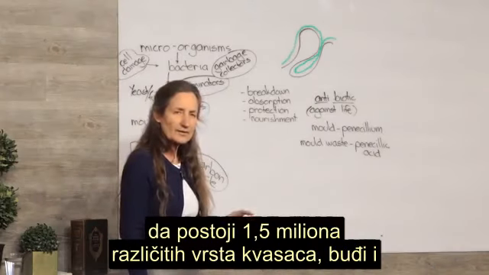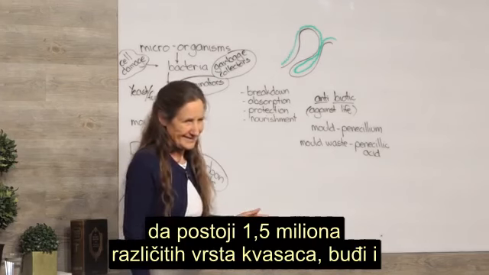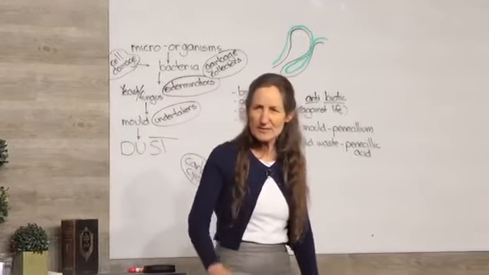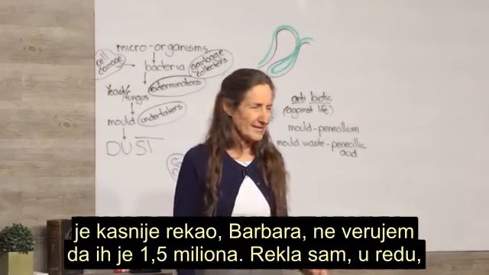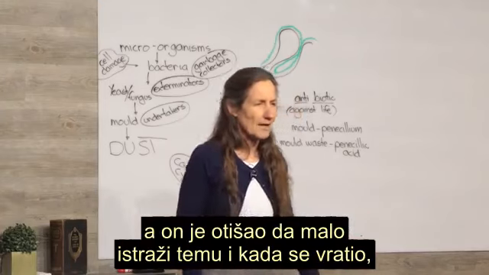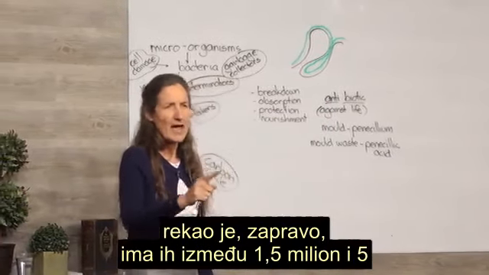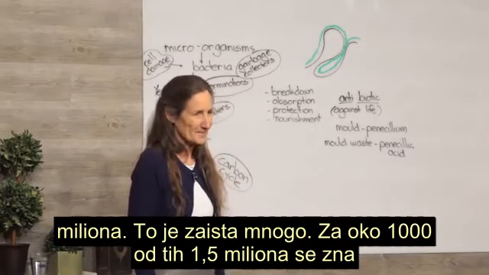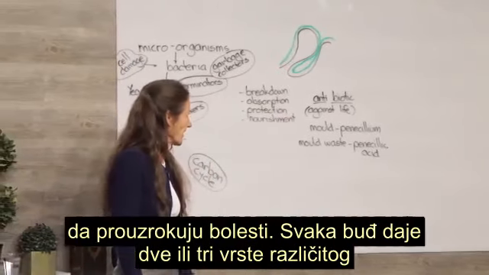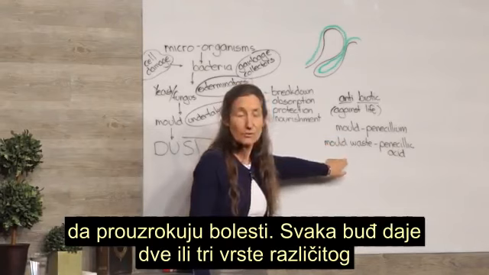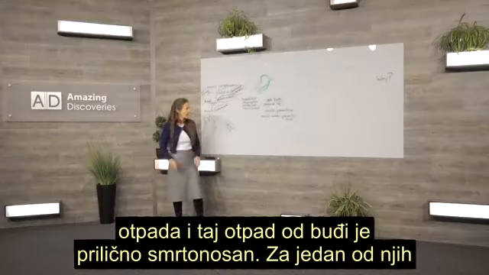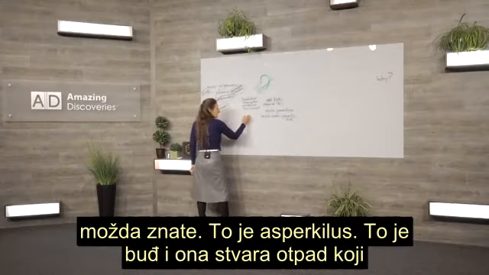To date, they have documented 1.5 million different yeasts, molds and funguses. I was lecturing on this one day and my husband said to me later, Barbara, I don't believe that there would be 1.5 million. I said, okay. So he did a search and he came back and he said, actually, it's between 1.5 and 5 million. This is quite big. 1,000 of those 1.5 million are known to cause disease in mankind. Every mold can give off 1 or 2 or 3 different mold wastes, and it's the mold wastes that are quite deadly. One that you might be familiar with is Aspergillus.